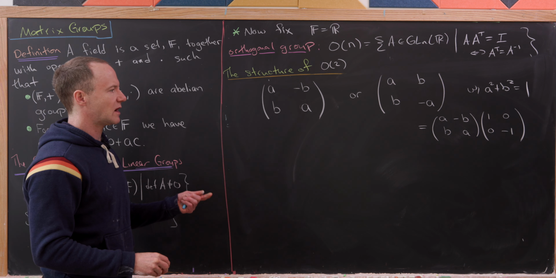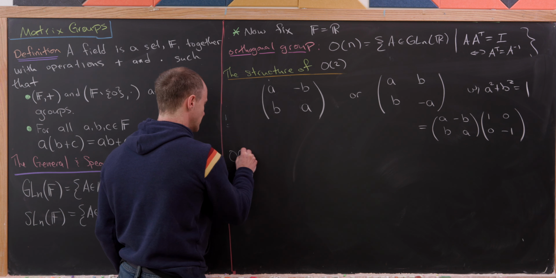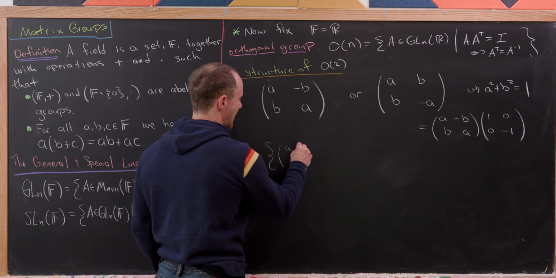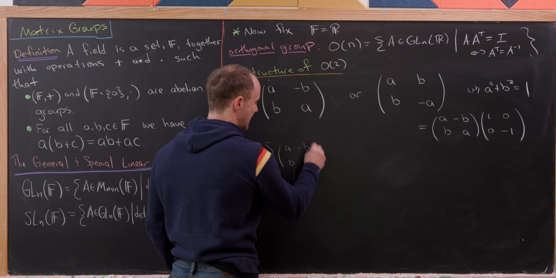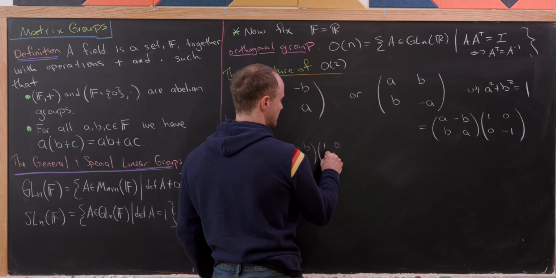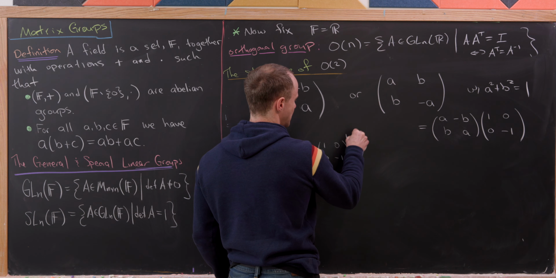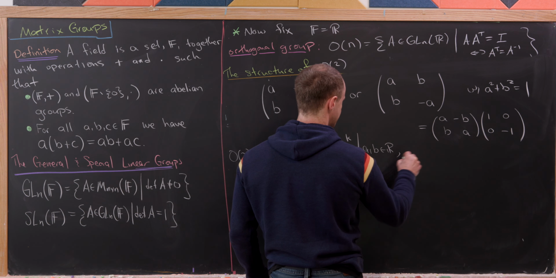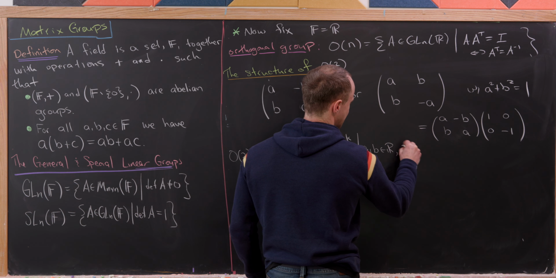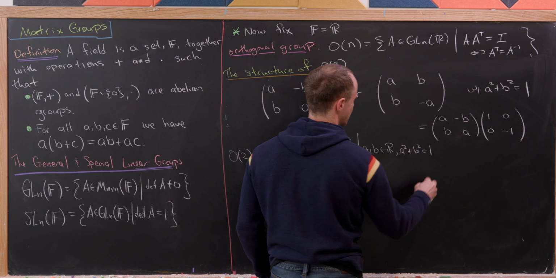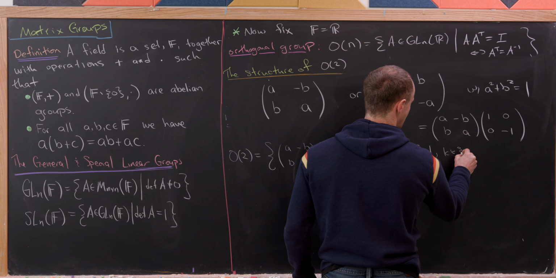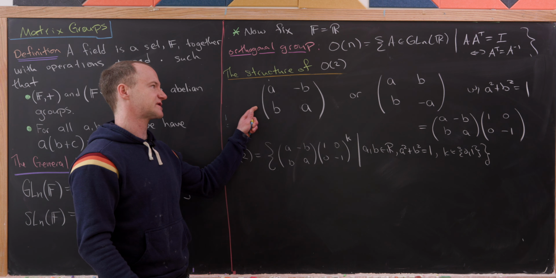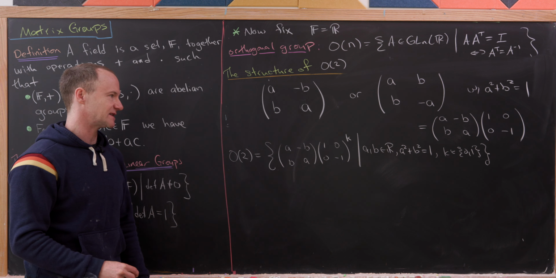So that means that we really have O2 is equal to the following. It's going to be equal to matrices of the form A, minus B, B, A, times the matrix 1, 0, 0, minus 1 to the, maybe for instance, K power. And this is where A and B are real numbers and they're non-zero. So I guess that's covered in the fact that A squared plus B squared equals 1. And we have K is either equal to 0 or 1. Of course, it's going to be 0 if we have this first type, and it's going to be 1 if we have that second type.